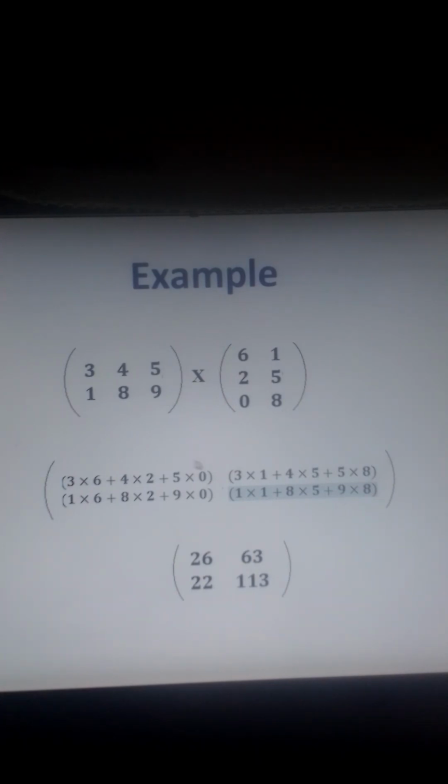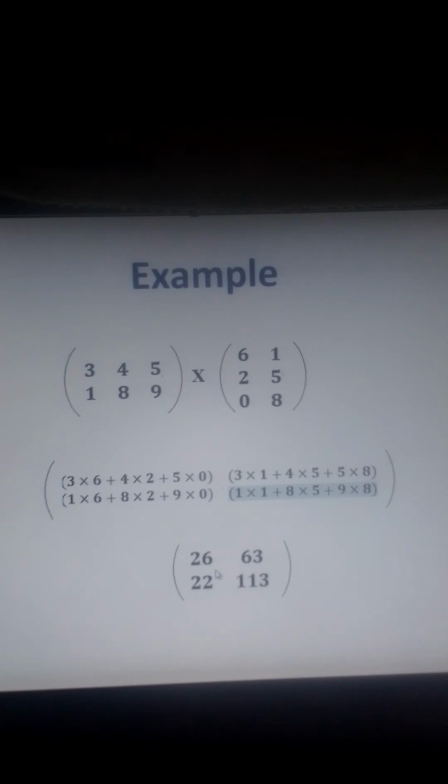So we add these values, we get 26. We add what we got here, we get 3. We add what we got here, we get 22. And finally, we add 1 plus 40 plus 72, we get 113. That is how we can multiply the two matrices and we get a 2 by 2 matrix.